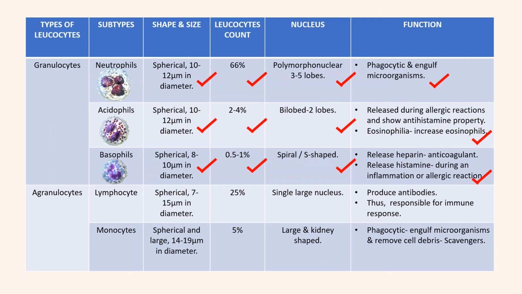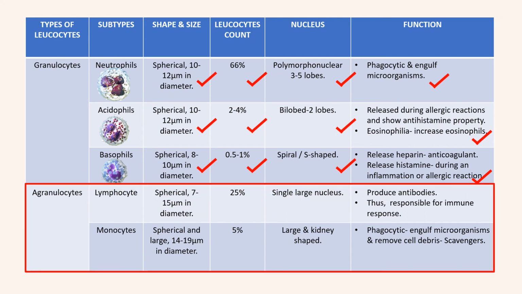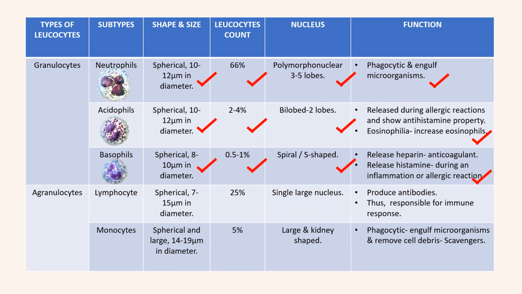The other subtype of leukocytes are agranulocytes. As the name suggests, there is absence of granules in their cytoplasm. The first type of agranulocytes is lymphocytes. These are spherical, but about 7 to 15 micrometer in diameter. These constitute about 25% of the total leukocytes. Lymphocytes have a single large nucleus. These produce antibodies and thus are responsible for a person's immune response.